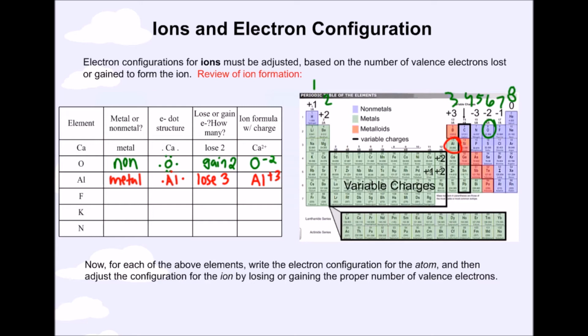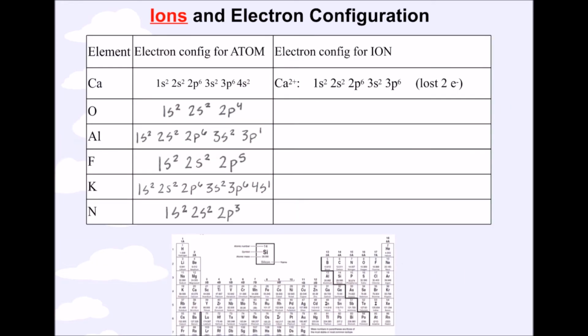Now for each of the above elements, write the electron configuration for the atom and then adjust the configuration for the ion by losing or gaining the proper number of valence electrons. So if you look, I've written out these configurations for you. And all we have to do now is adjust them based on whether they've lost or gained. So oxygen, we just said that it is going to gain 2. So it's going to be negatively 2 charged.